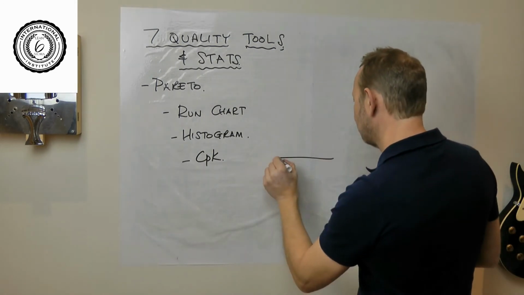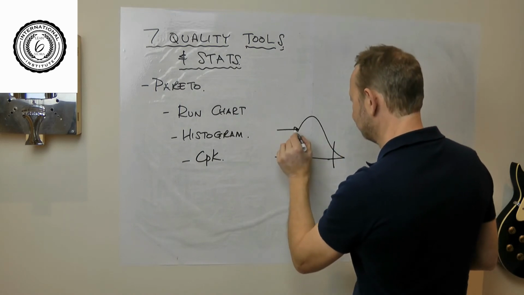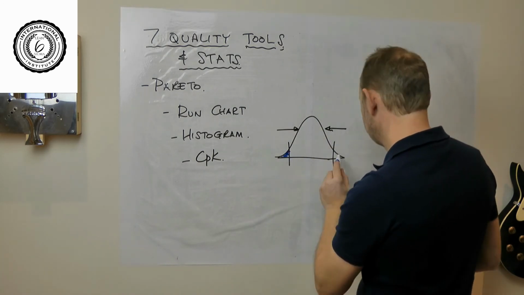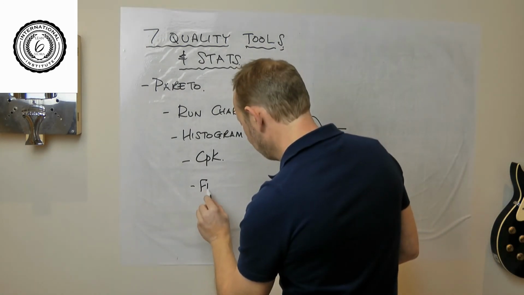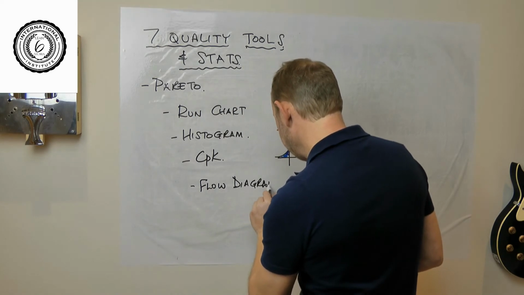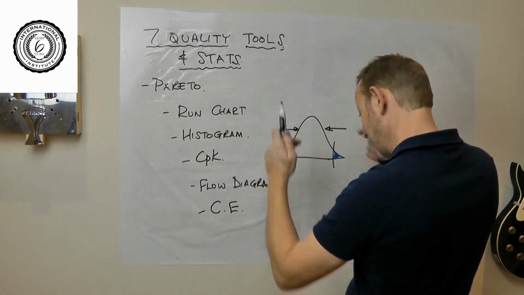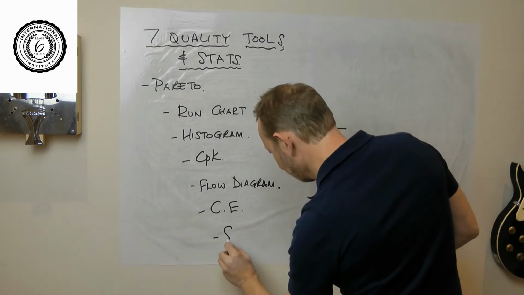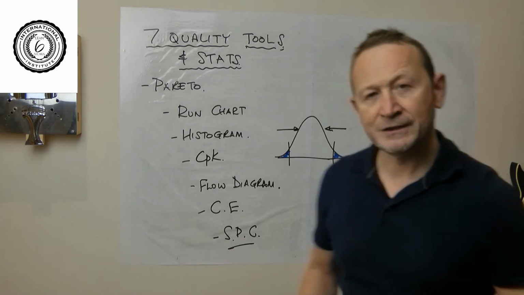I find out that my process has got too much variability and I need to squeeze this thing in. So we have a problem here. What am I going to do next? Well, I'm going to use the flow diagram. I'm going to use cause and effect diagram, and I'm going to squeeze that in. I'm going to create a control plan, and then finally, once I've got the process under control, I'm going to lock it in with an SPC chart.